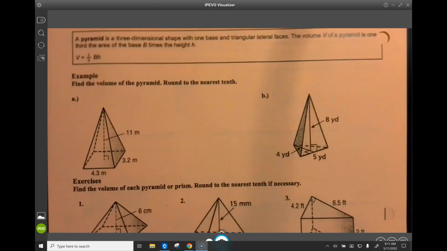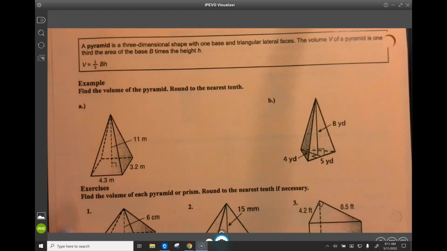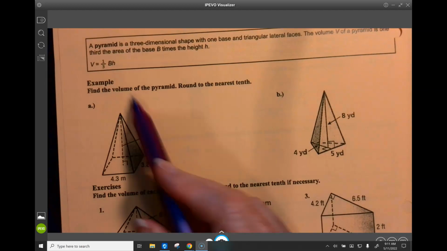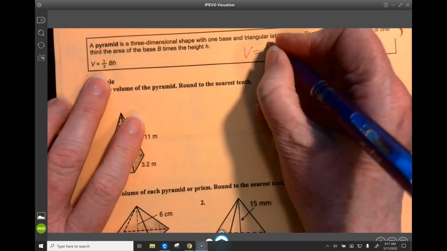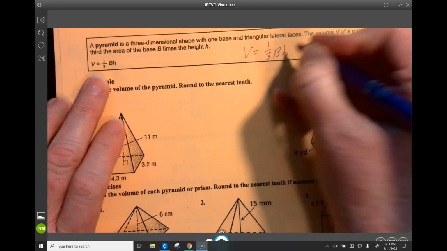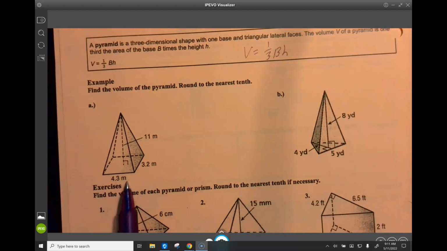Okay, so here we go. A pyramid is a three-dimensional shape. So now we're talking a pyramid. When we talk a pyramid, we need to understand that our volume is 1/3 area of the base times the height. Now you'll notice we did not do surface area on a pyramid.